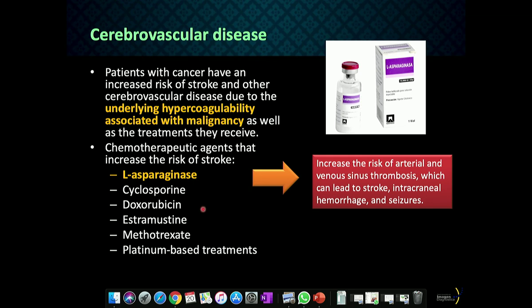So which are the chemotherapeutic agents that increase the risk of stroke? Well, L-asparaginase, cyclosporine, doxorubicin, estramustine, methotrexate, platinum-based treatments. But we have to remember L-asparaginase not only increases the rate of arterial thrombosis, but also of venous sinus thrombosis, which can lead to stroke, hemorrhage, and seizures.